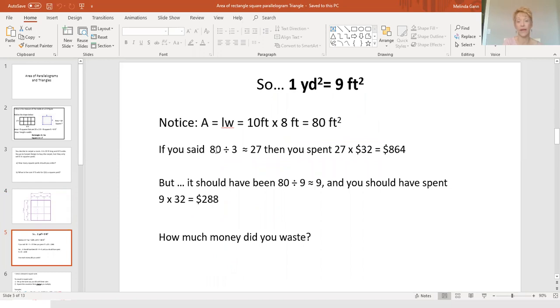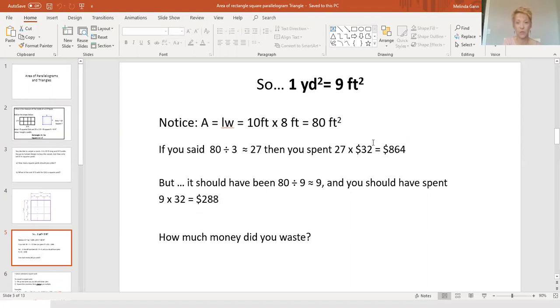Then some of you may have, when I told you to change to square yards, divided by 3 and you get a little more than 26, but they're not going to sell you part of a square yard of carpet. So you'd have to round up to 27, and then you'd go to the store and buy, I need 27 square yards times $32 would be this much before tax. But look what you should have done. You should have divided by 9, not 3, because there are 9 square feet in a square yard. So you should have been ordering 9 square yards times your $32 would have been $288.